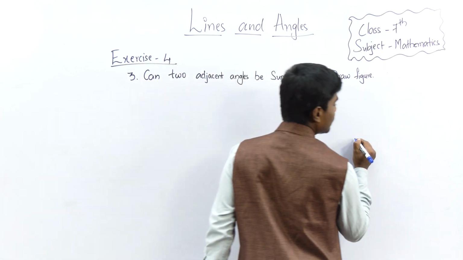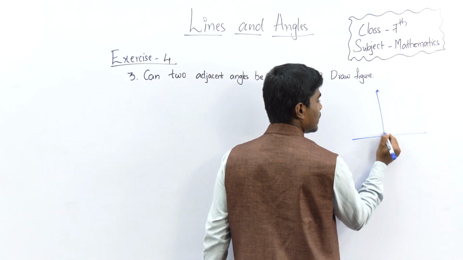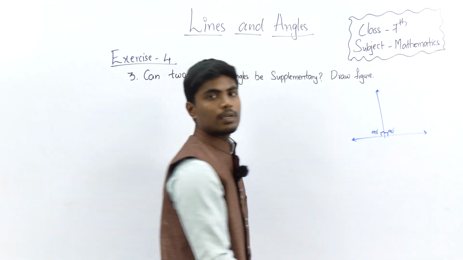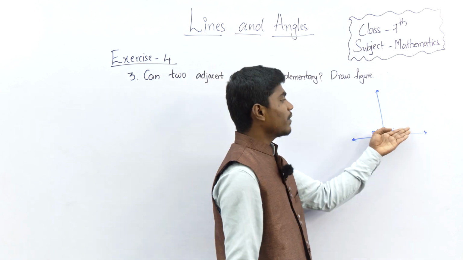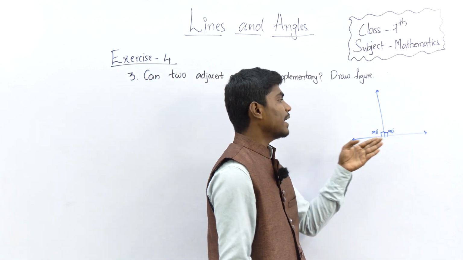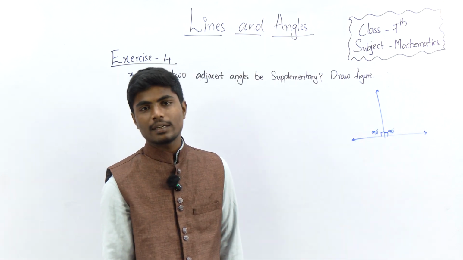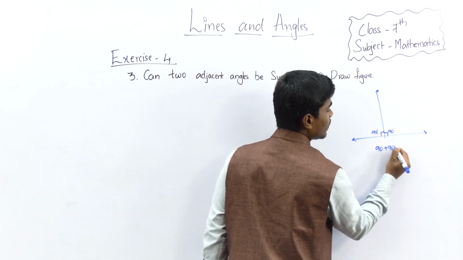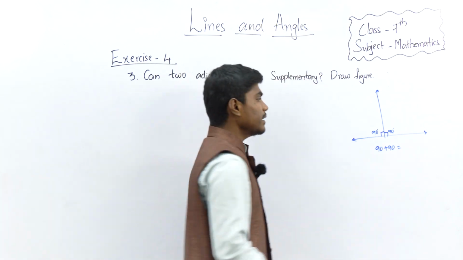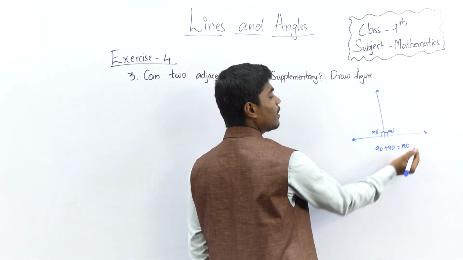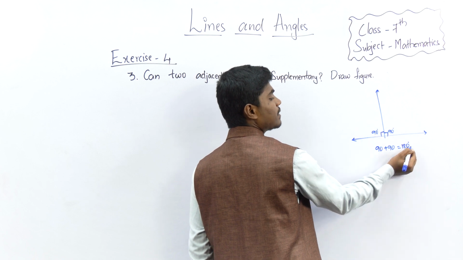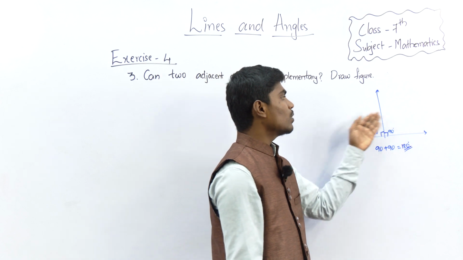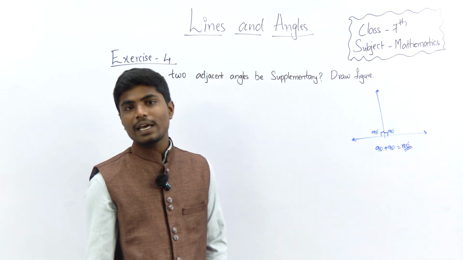Let's take one example. Here this angle is 90 and this angle is also 90 degrees. We have taken two angles, one is 90 degrees and one is 90 degrees. The sum of the two angles, 90 plus 90, is 180. So the sum of the two angles is equal to 180 degrees, and these two angles are supplementary angles.